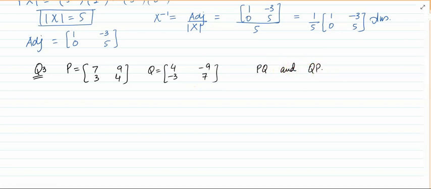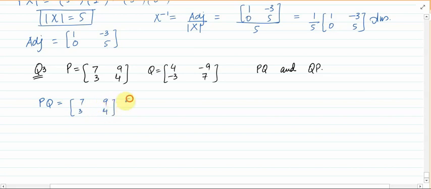We have done a similar question, number 2, like this one. So the first thing you need to do is write it by yourself. On the left side, I'm going to find PQ. So P is 7 3 9 4 times Q, 4 negative 3 negative 9 7. If you are making mistakes in multiplication, then try to make that arrow. Now start multiplication with the same head to tail method.